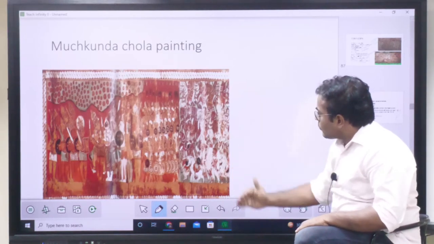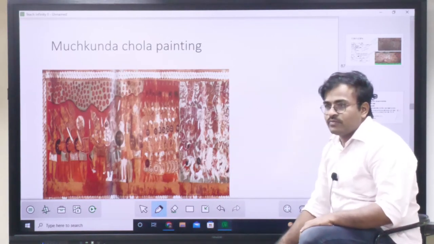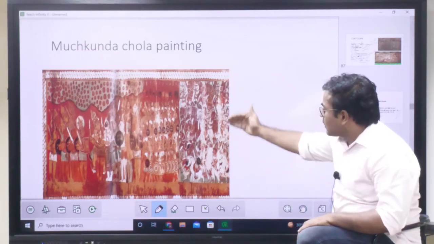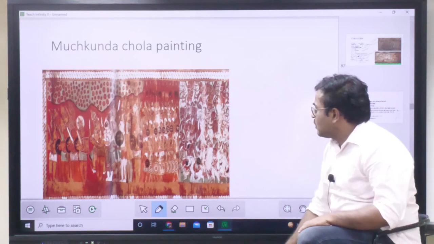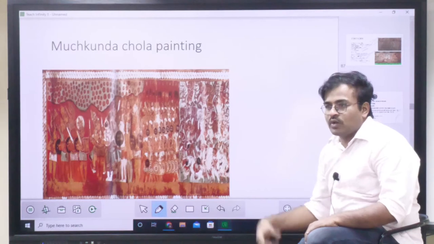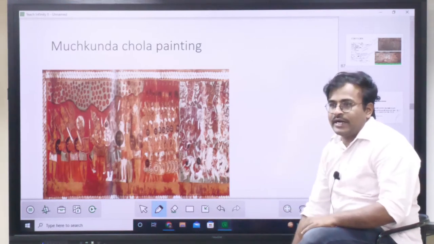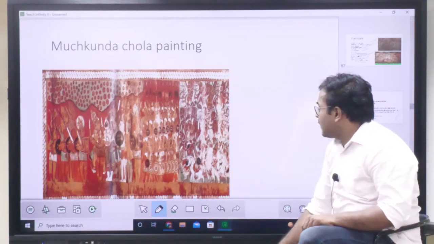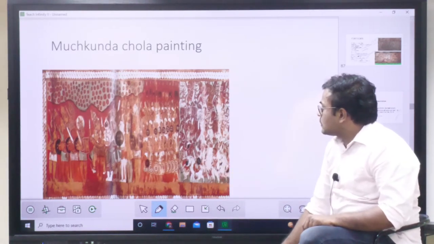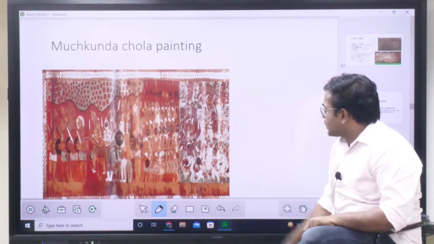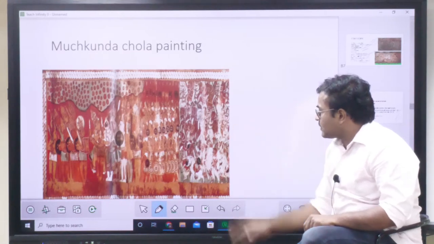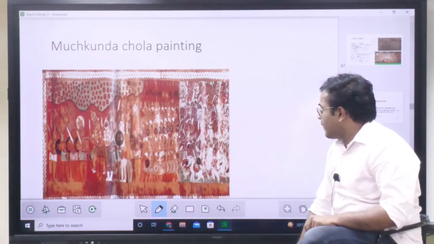Here see, again, vertical format is more clearly visible in order to show depth. Yes or no? The armies are standing and are shown in vertical format. Muchakunda Chola means the Chola who had a monkey face. There was a Cholan ruler by the name of Muchakunda Chola, with a monkey face, and that is replicated in this painting, which is known as the Muchakunda Chola painting. Outline decoration is there. All are profile faces. No full images, half profile faces are drawn.